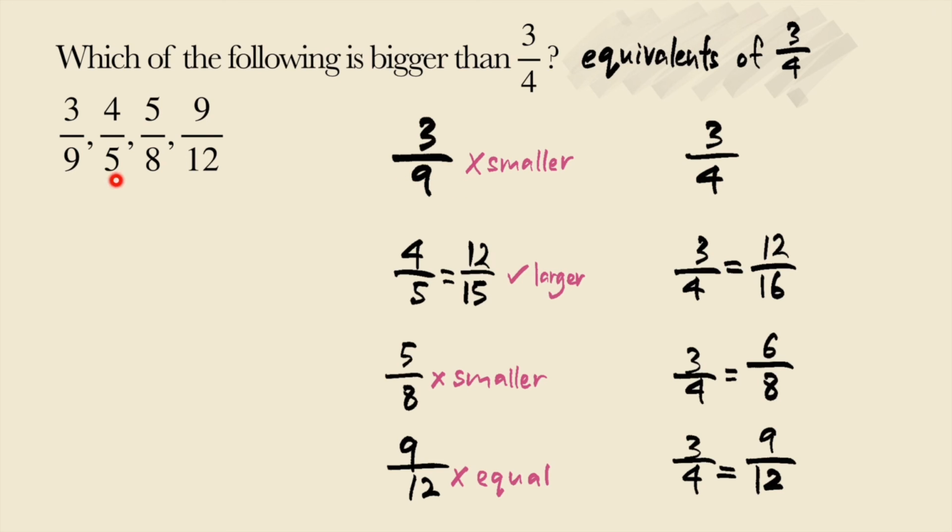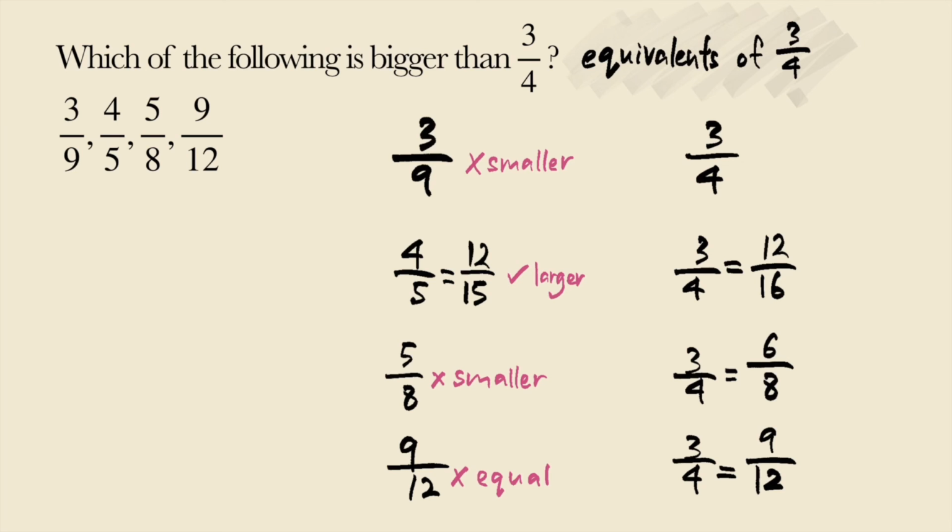Okay, next we're going to compare 4/5 here with 3/4. Can we compare at the moment? Not really. Look at 4 and 3, look at 5 and 4. Let's make something the same. In this case, the numerators. So times 3 times 3, that's 12 over 15. Times 4 times 4, that's 12 over 16.